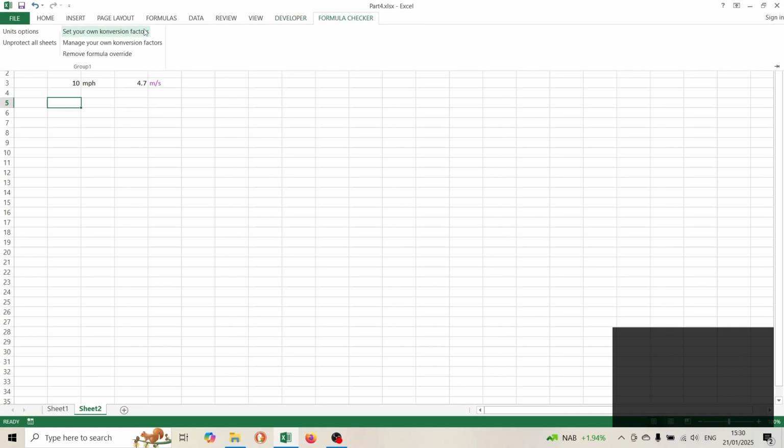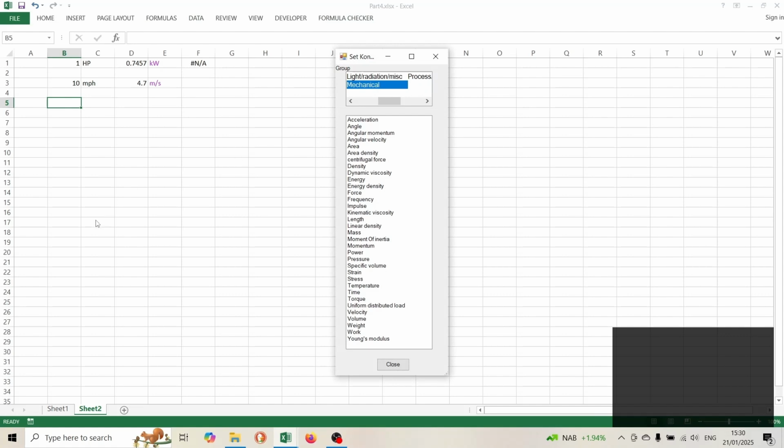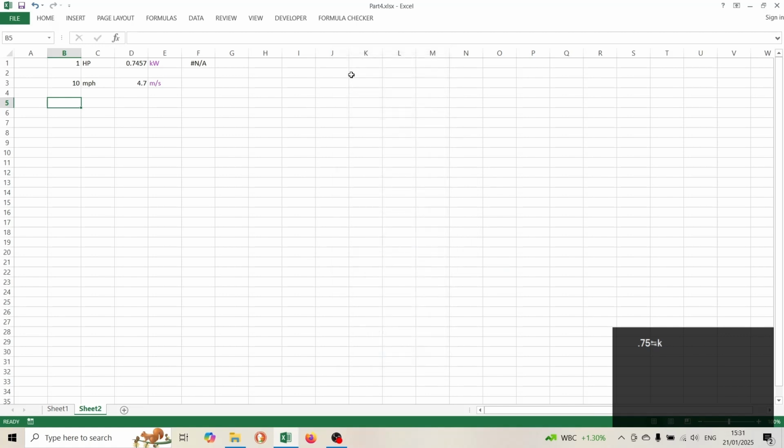As another example, we can create our own conversion factor from horsepower to kilowatts. Select the drop-down list for power, and we're going to use HP for our non-SI unit. If we wanted to convert to watts, then we would put in a conversion factor of 750, but if we want to convert straight to kilowatts, then the conversion factor would be 0.75, and adding K for kilo in the SI prefix, and then saving, closing.